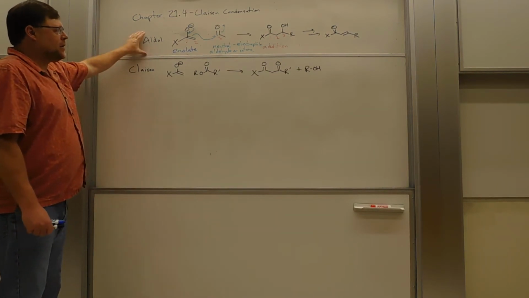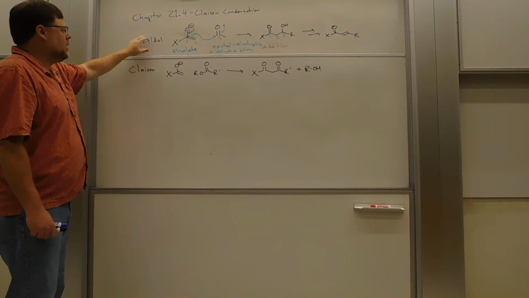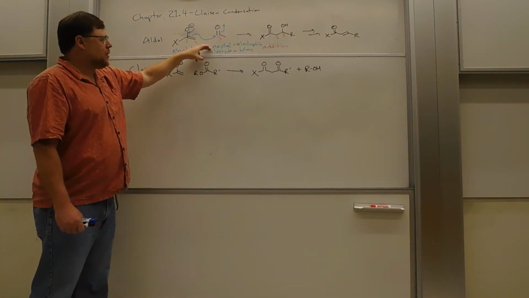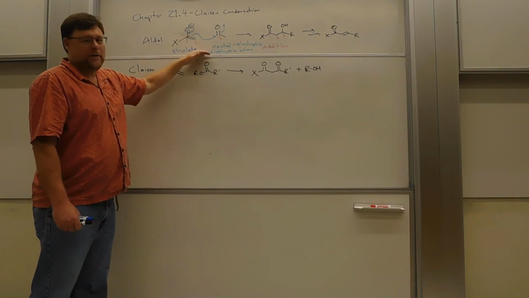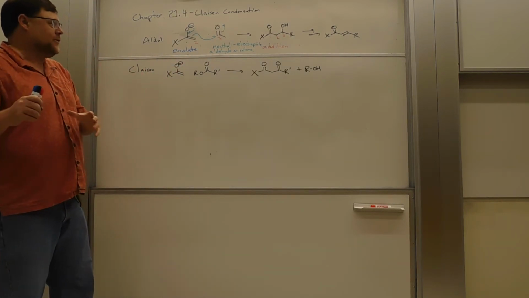I've left the general aldol reaction up here from section 3. In the aldol, recall, we get an enolate, and that adds into a neutral aldehyde or ketone. So the thing that really differentiates the aldol from the Claisen is what the electrophile is.